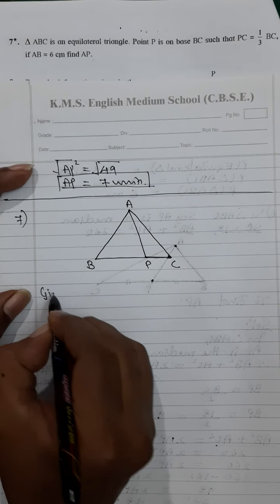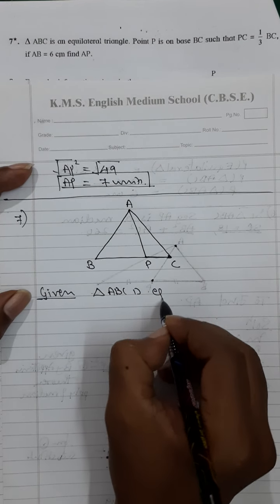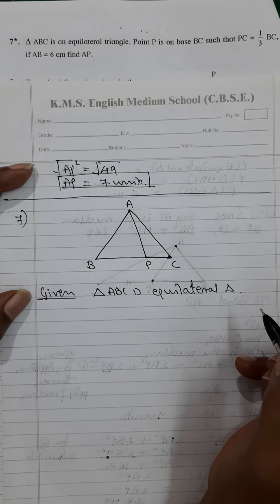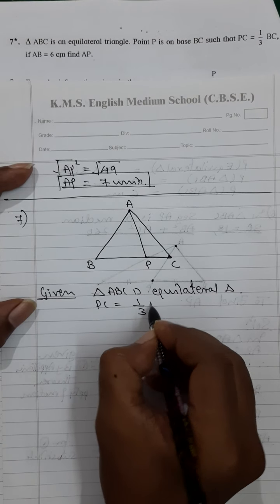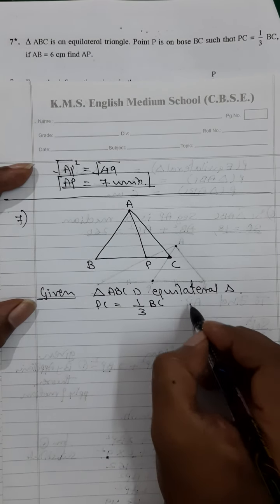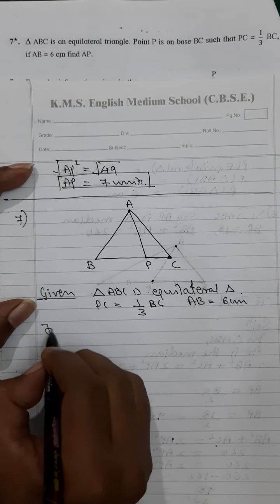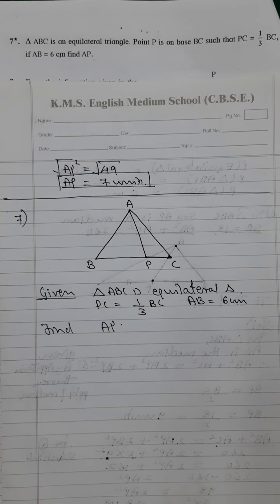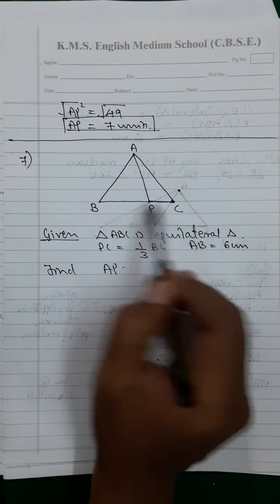Now, in the given, first of all, triangle ABC is an equilateral triangle. Then PC is equal to 1/3 of BC. AB is equal to 6 centimeter. Find AP. If you have to find AP, you will definitely require some information. You can't use Apollonius theorem because P is not the midpoint of BC.